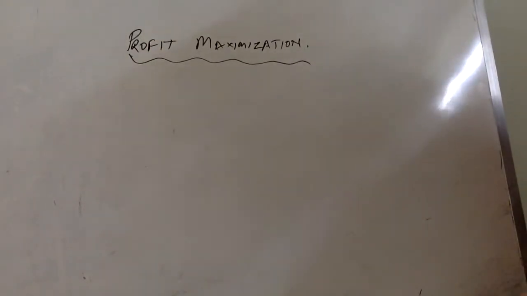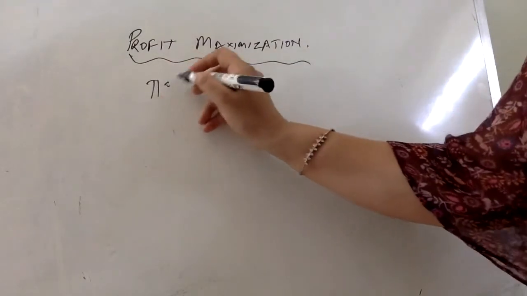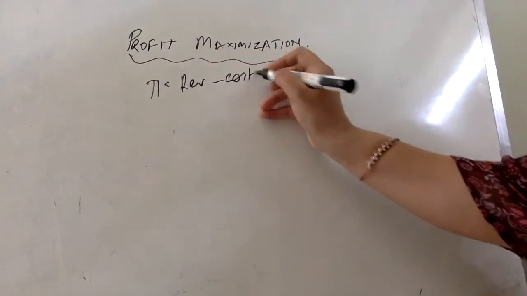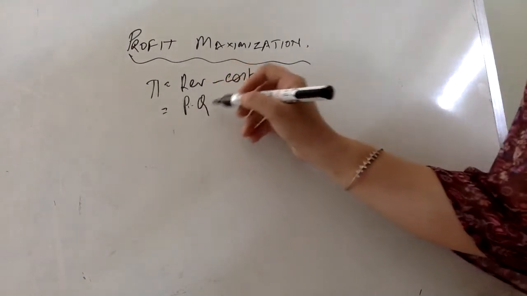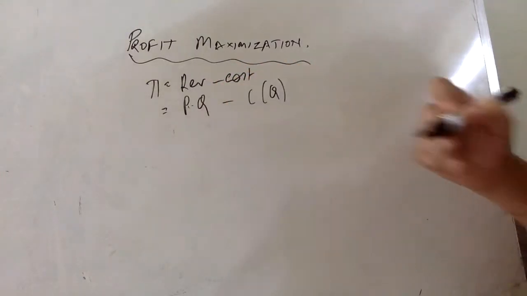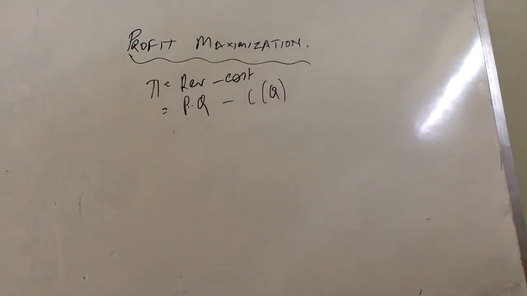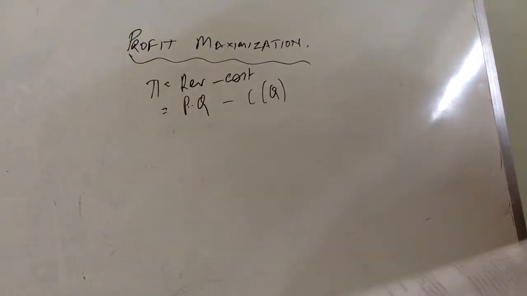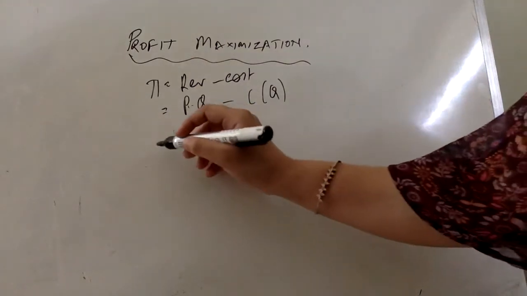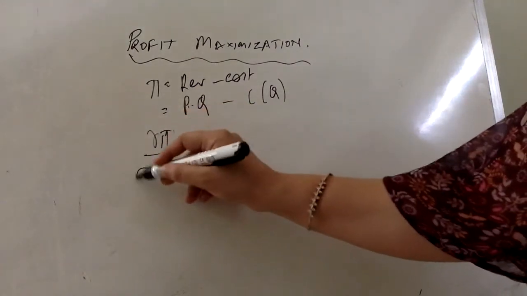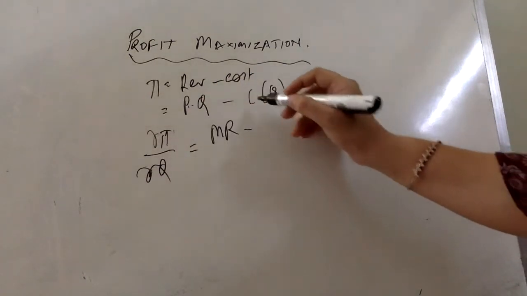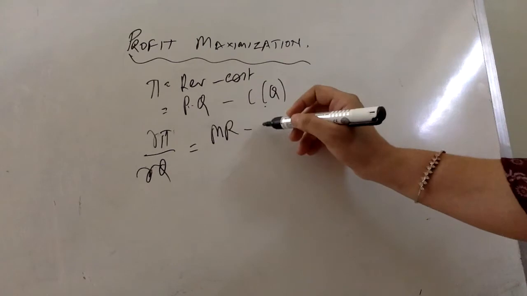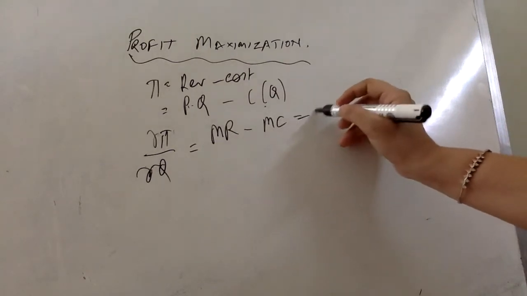So what we understand by profit is simply the difference between revenue and cost. I can write revenue as price times quantity, and cost can be written as a function of the output. So the optimizing condition of profit maximization: I take the first order derivative, the derivative of profit with respect to quantity, which gives me marginal revenue minus the derivative of cost with respect to quantity, which is marginal cost, equal to 0.